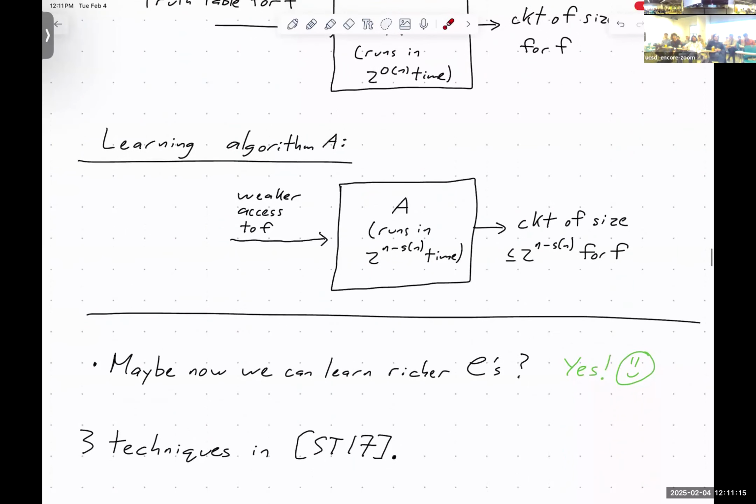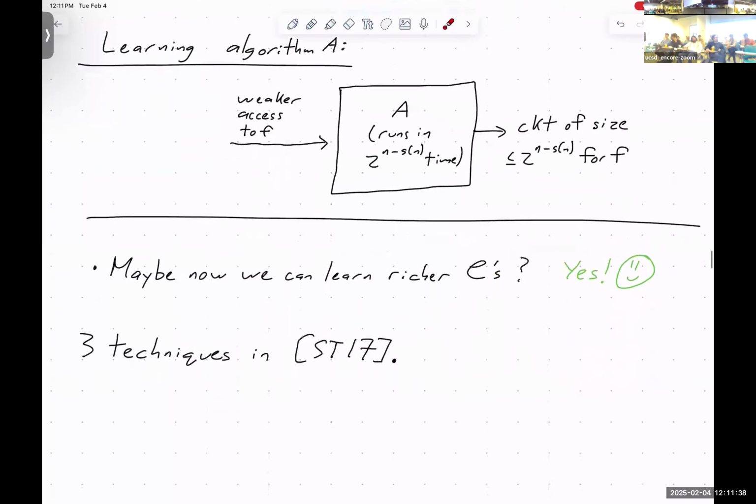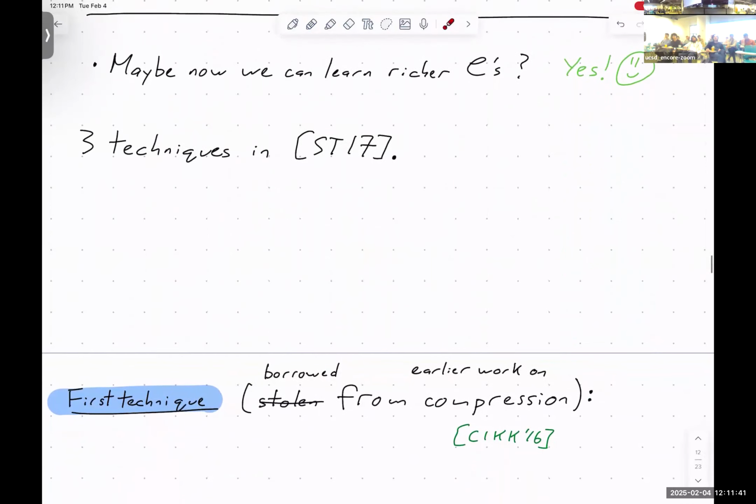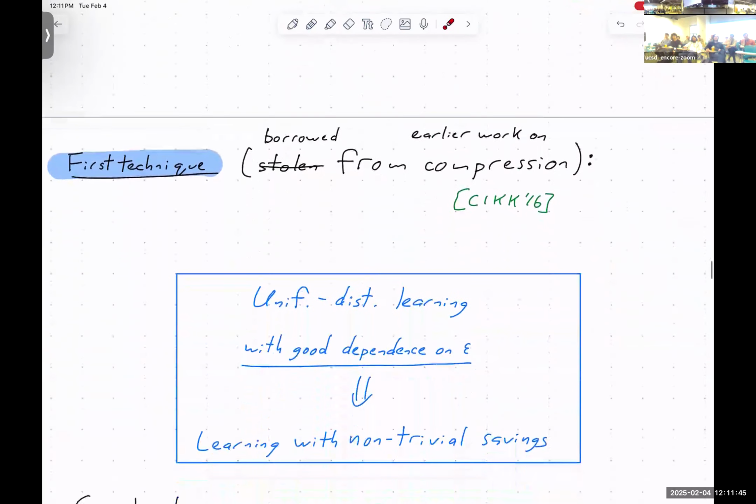Okay, so, can we get beyond these red barriers, these things where we don't know how to get learning algorithms from the standard perspective of wanting 2 to the square root n or polynomial time or something like that? The answer is yes. And I'll just briefly talk about a couple of results in this paper where it was really a proof of concept. We had some initial observations about doing things in this way. So the first technique was stolen from, or borrowed from, CIKK.